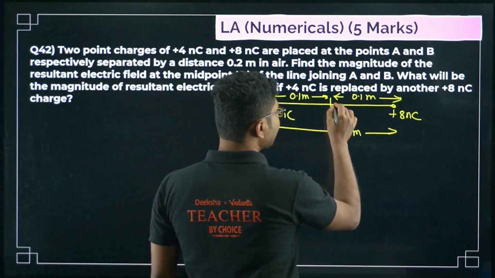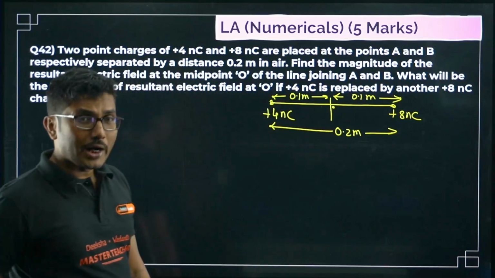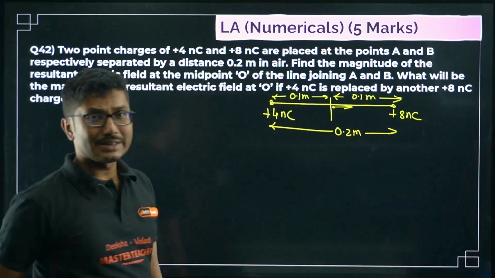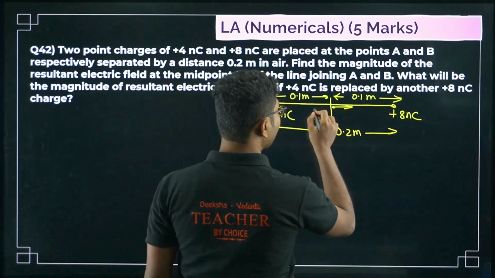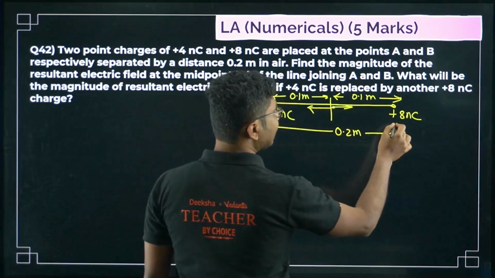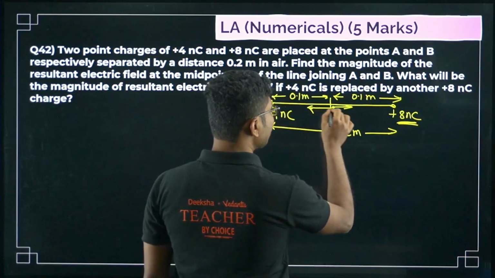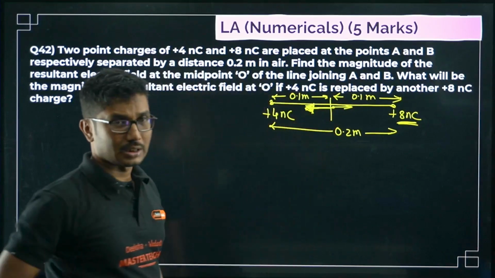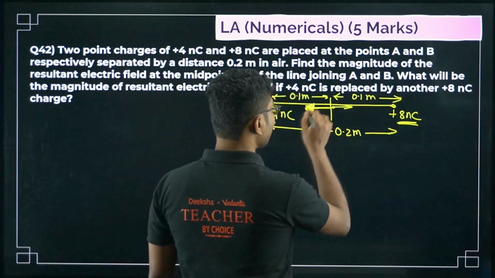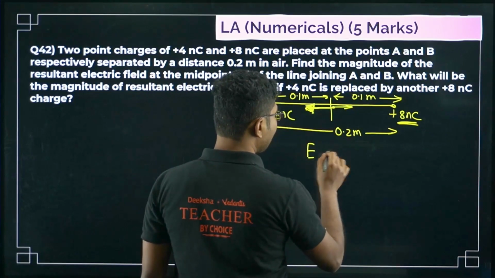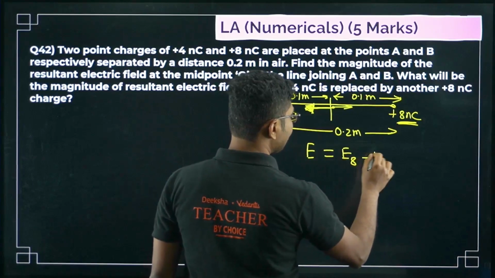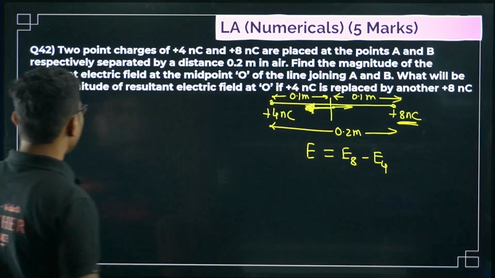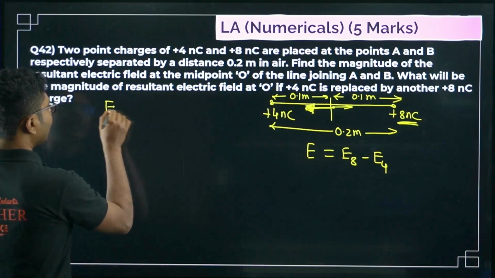If you place a unit positive charge here, what will happen to this charge? The plus 4 nanocoulomb will repel it in this direction, and the plus 8 nanocoulomb will repel it in this direction. Being the greater charge, the force due to plus 8 nanocoulomb will be bigger and the force due to plus 4 nanocoulomb will be smaller. They are in opposite directions, so the resultant electric field will be E8 minus E4. As simple as that, and the direction will be away from plus 8 nanocoulomb. So first we will find the individual electric fields.